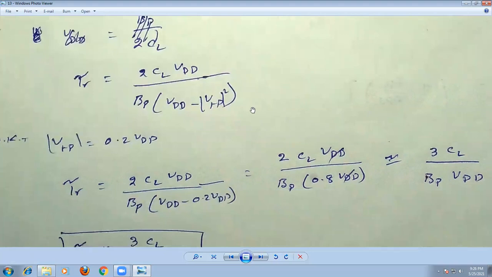Next, substituting all these values at T equals to, that means substituting the threshold voltage of the P-type transistor. The threshold voltage of the P-type transistor is negative, so we are assuming that its magnitude is equal to 0.2 times the value of VDD. So the magnitude of VTP is 0.2 times VDD. Just substituting this into the equation, what will you get?